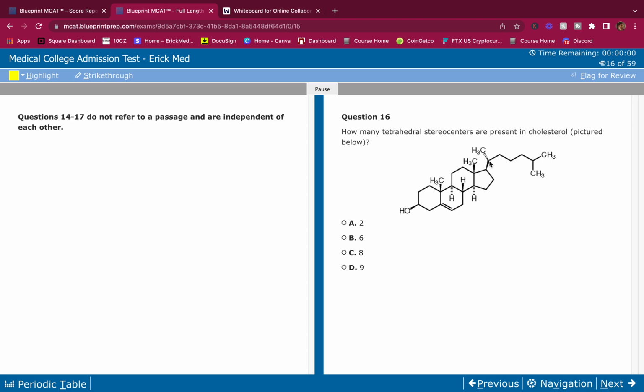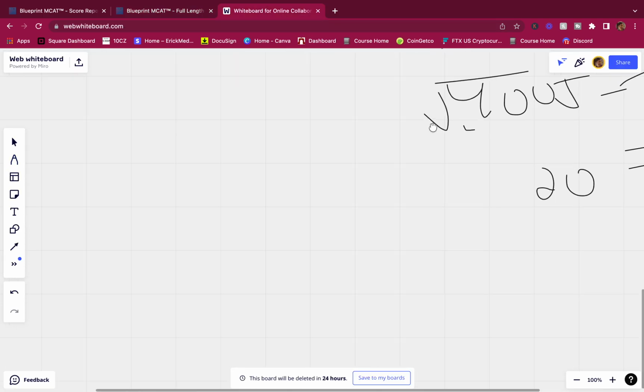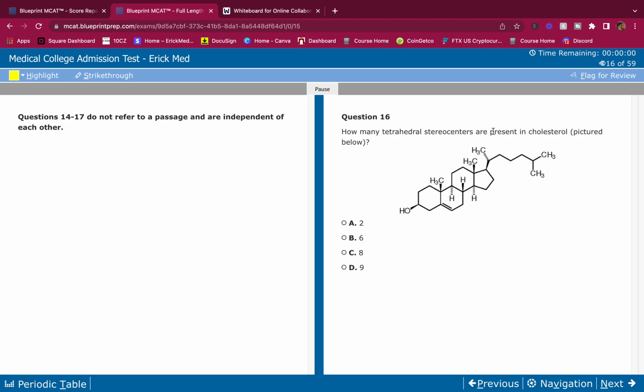It's bonded to four different things. This, this, this, and a hydrogen. And I'm going to write a dash. I should do it over here. Okay. So we'll do it here. Fine. One chiral center. Let's keep going.